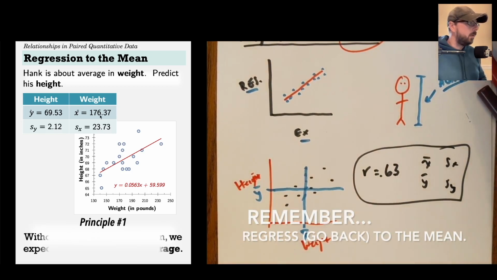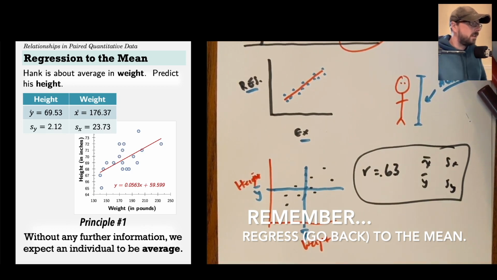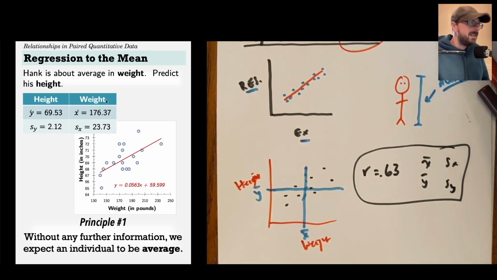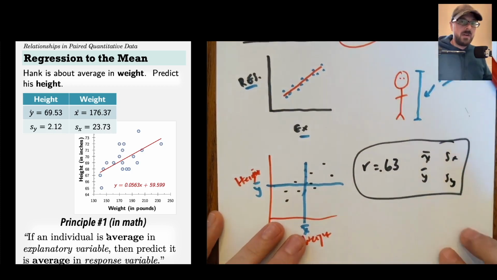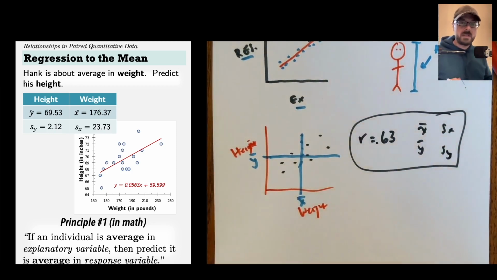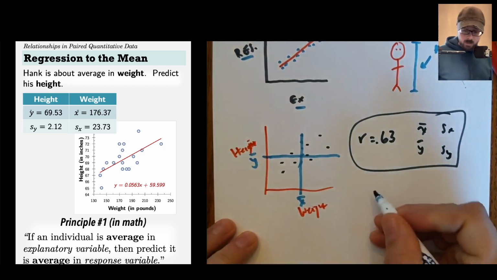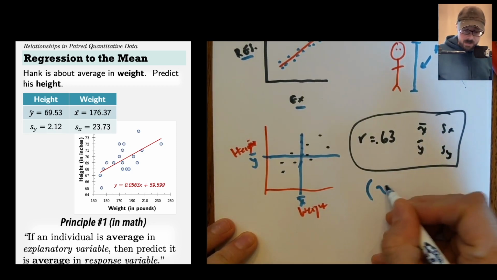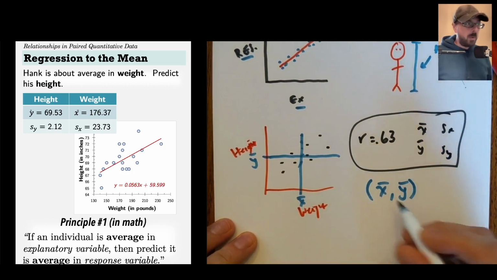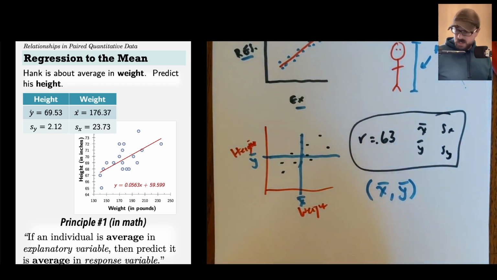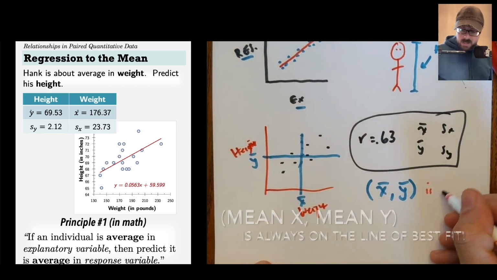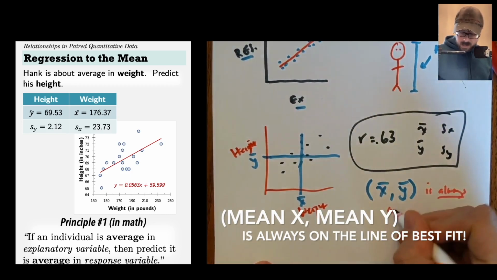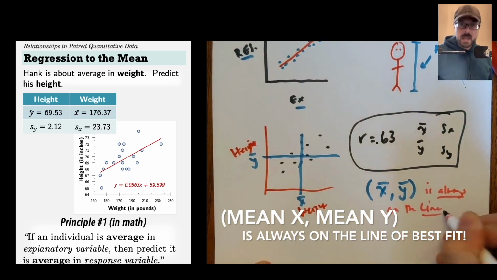Well, remember, our principle was, without any further information, we'd expect an individual to be average. And in this case, I know the student is average in weight. So what am I going to guess? Probably average in height. That is the first mathematical way that principle comes together: if we know you're average in one variable, we're going to predict you're average in the other. In other words, the point (mean x, mean y) is always on the line that we use to make predictions.